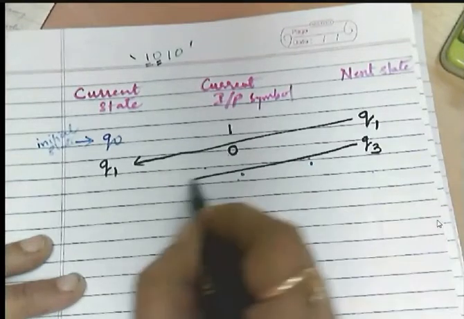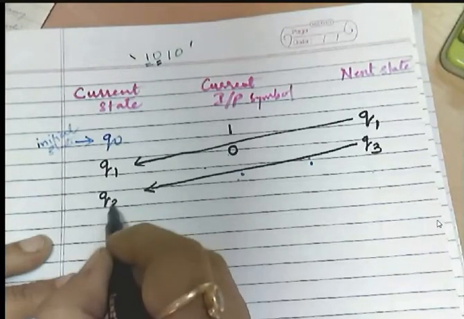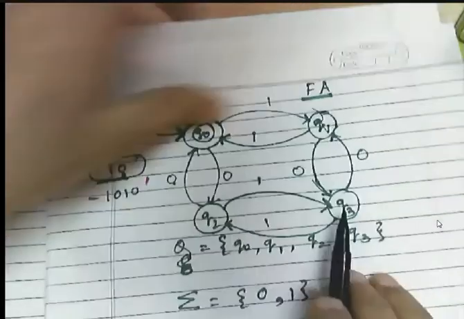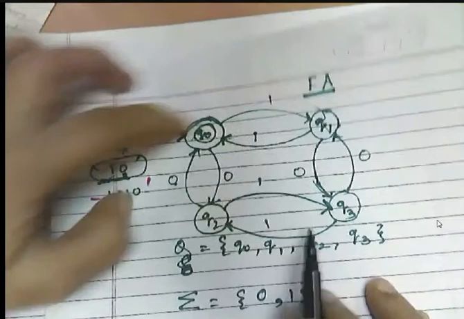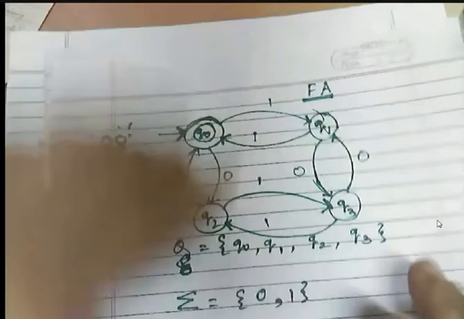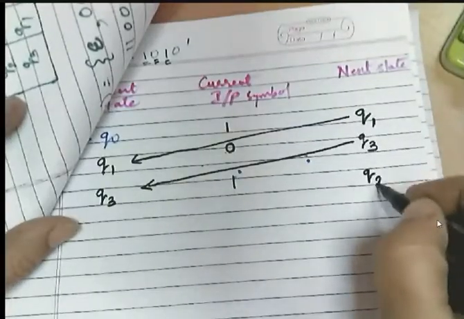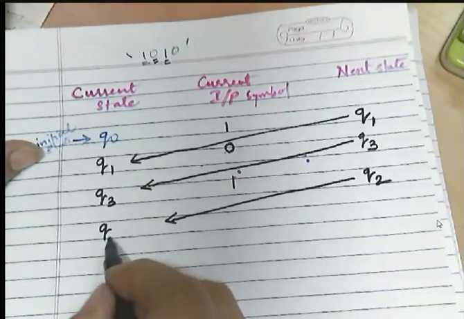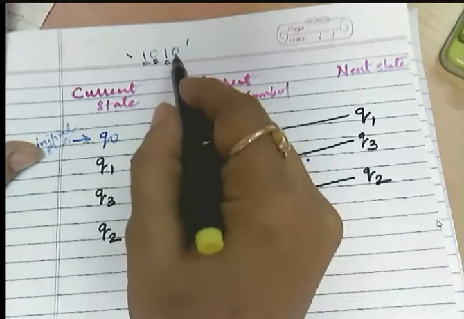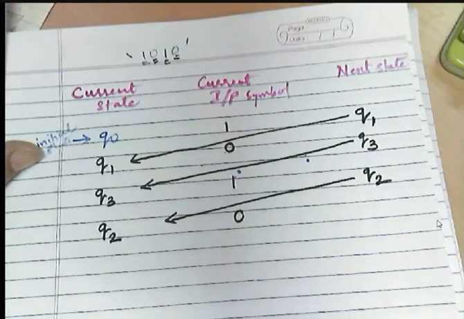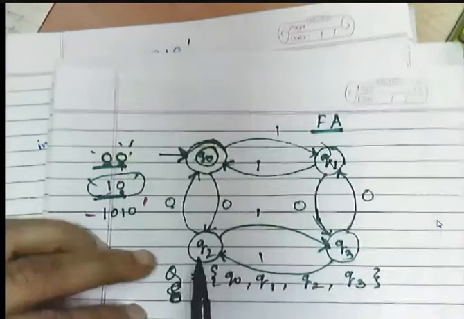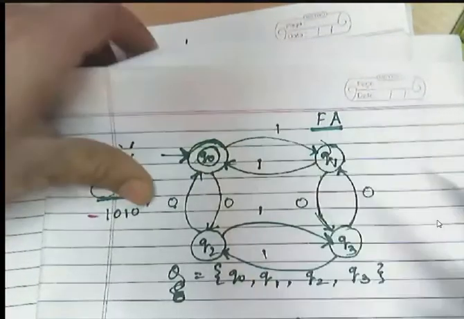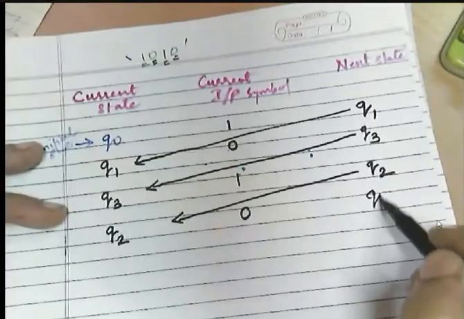After this, Q3 will be acting as the current state. Next input symbol is 1. On Q3, if my input is 1, it is moving to Q2 state. So next state becomes Q2. Once again, this Q2 will act as the current state, and my next input symbol will be read, that will be 0. On Q2, if you give input as 0, it is moving to state Q0.